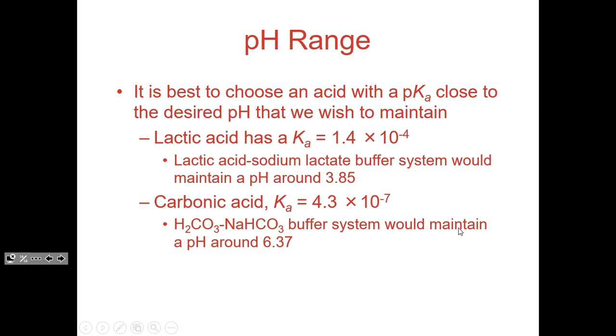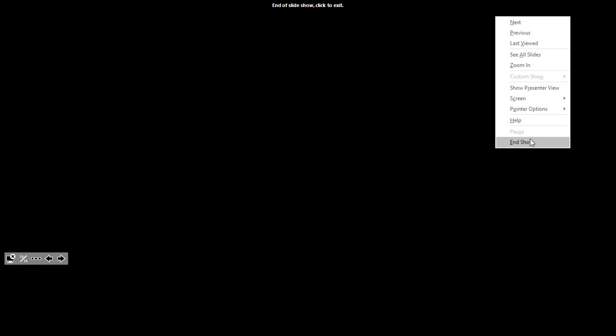Now, if I wanted to protect a basic region, then I would take a weak base and find out its Kb, take the negative log of that, and you would see what you're going to protect once you convert that into a pH. And that's it. That is our second set of notes dealing with buffers.